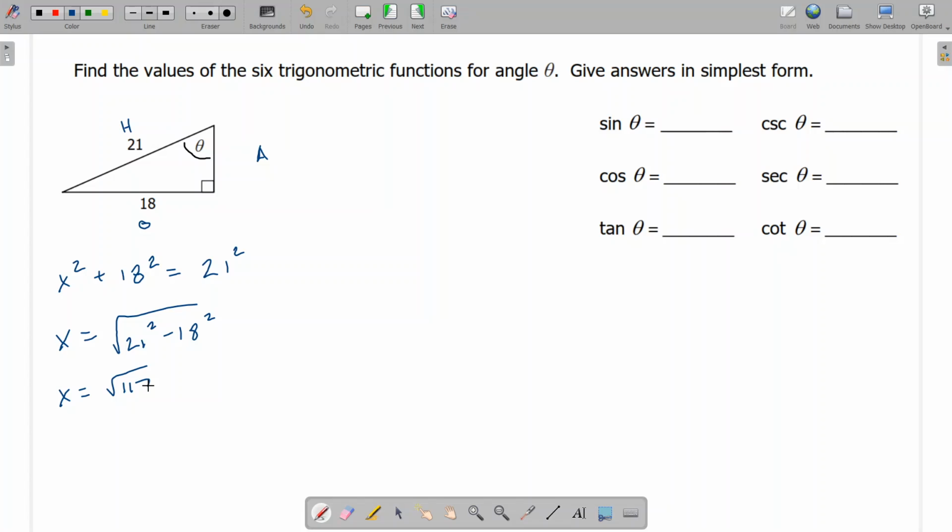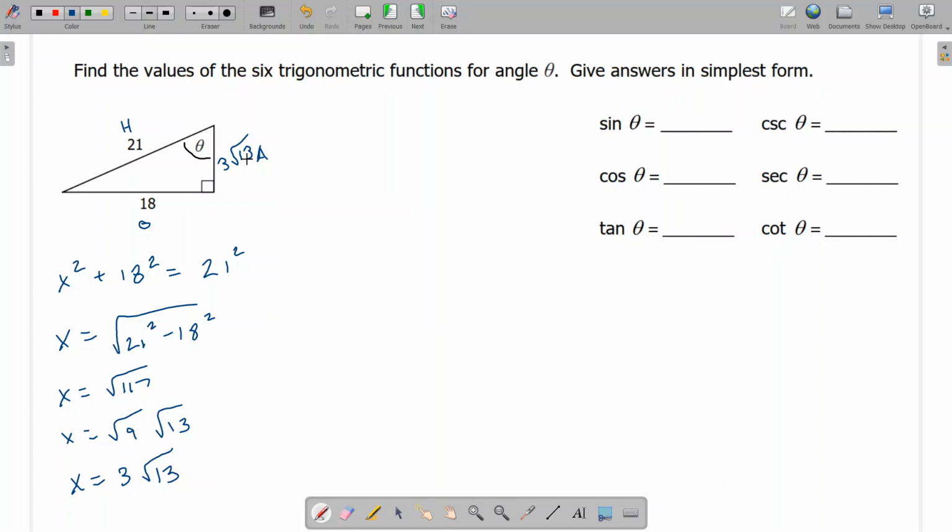I know you're all happy about breaking down radicals again. It's going to break down into the square root of 9 times the square root of 13, which simplifies to 3 radical 13. So that's the value that we're going to be using for our adjacent side here. So now we can do our trig functions.